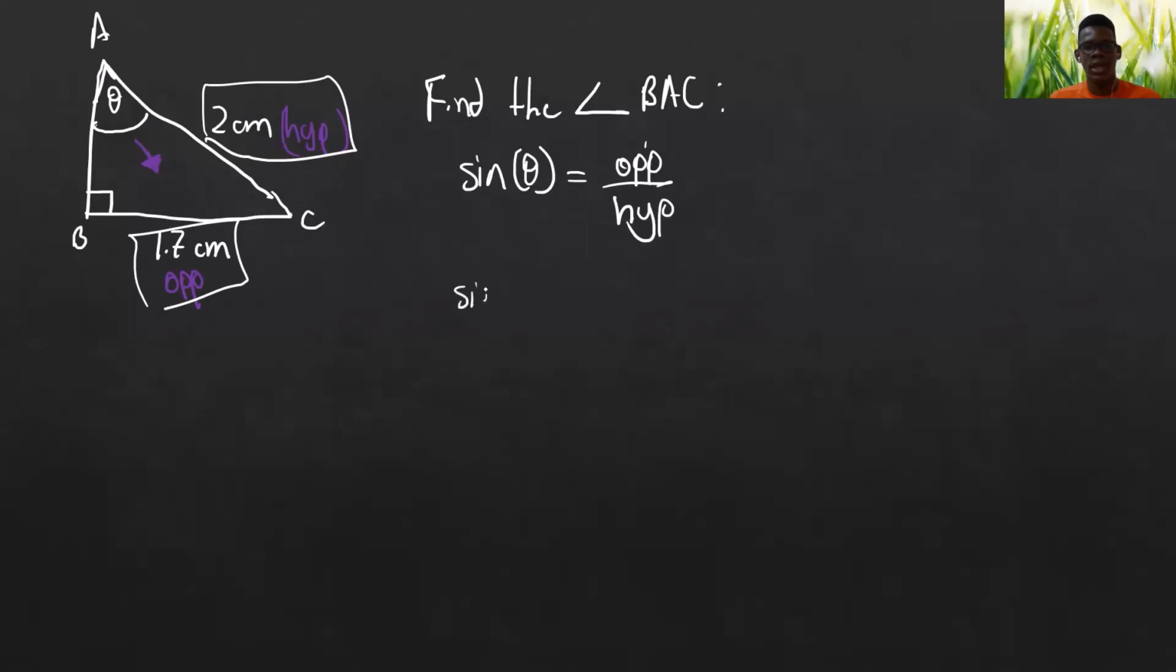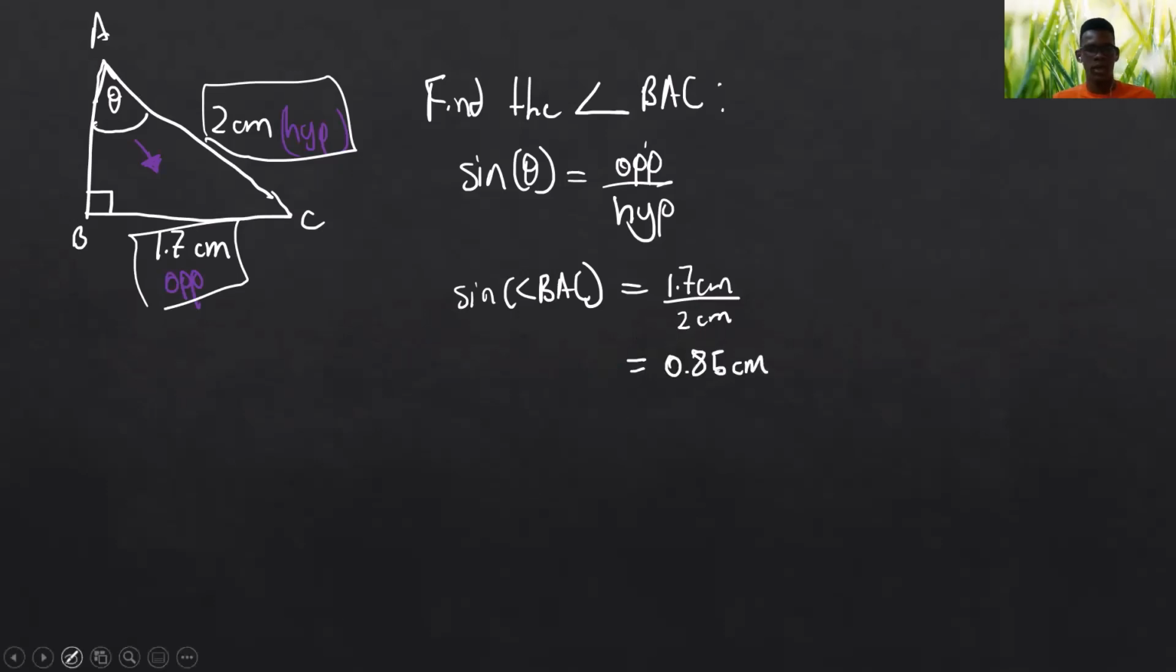In other words, sine of the angle ABC, you can rewrite it like that. Forgive this looking like a less than sign, it's the angle sign. The opposite is our 1.7 centimeters, and the hypotenuse is our 2 centimeters. And we can actually solve this: 1.7 divided by 2. I shouldn't need a calculator to do this, but it is 0.85 centimeters.